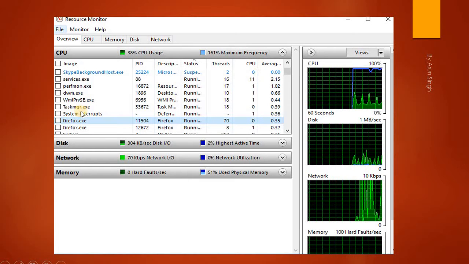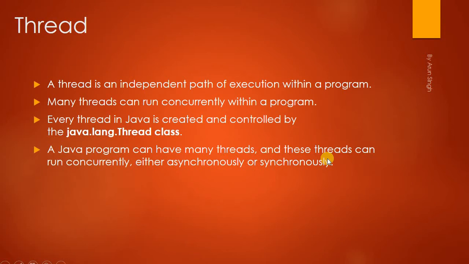CPU usage is 0. If we talk about Firefox, this is my process ID running in the background and this number of threads are running for it. CPU usage is 0 for it, but average 0.35. There is one more instance of Firefox running for which 8 threads are running. So by resource monitor you can see the process ID and the number of threads running over it. If you go to the right hand side, you can see the graphical usage of CPU, disk, network and memory.